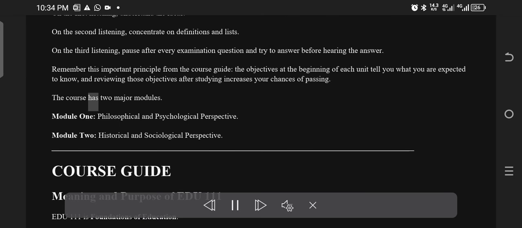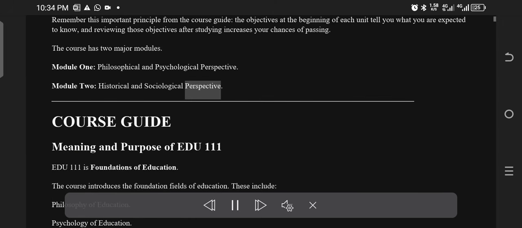The course has two major modules. Module 1, Philosophical and Psychological Perspective. Module 2, Historical and Sociological Perspective.